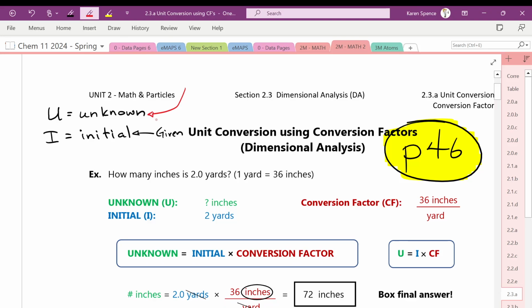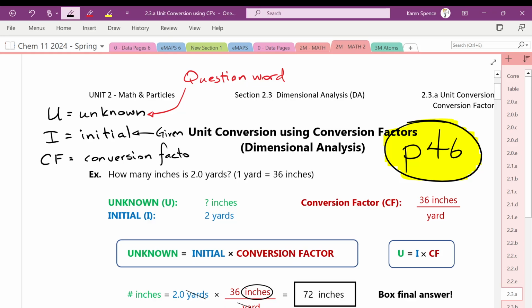So when you're looking for the unknown, you're going to look for the question word. How many centimeters? That kind of thing, okay? How many, what is the mass of, okay? So we're going to have an unknown, we're going to have an initial, and we're going to have a CF, which stands for a conversion factor.